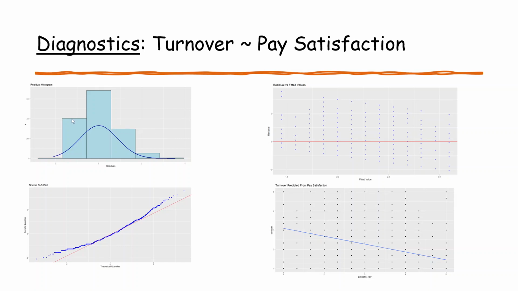So the first thing we'll look at is this histogram of the residuals. It's kind of hard to tell. I'm sorry, it's kind of blurry. But this right here, this is 0.